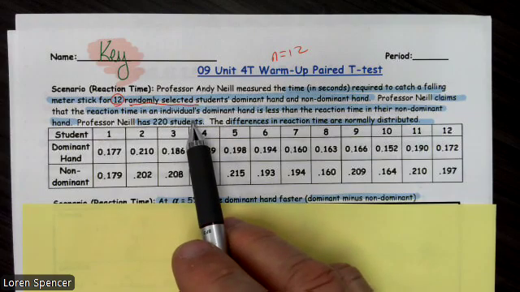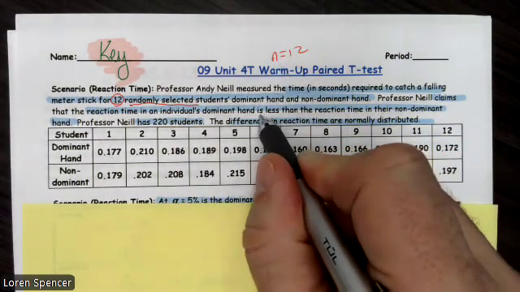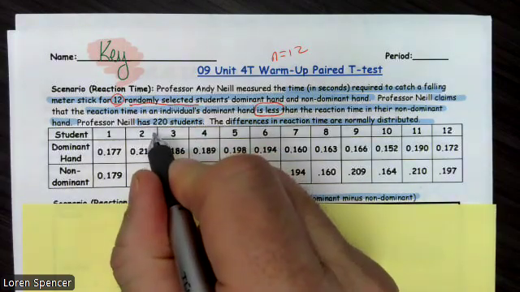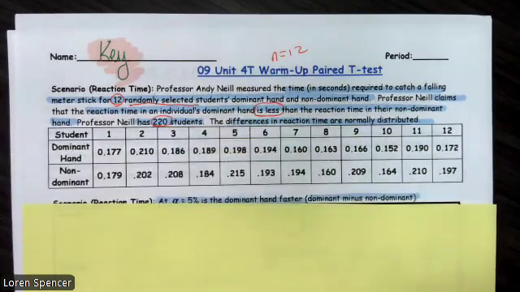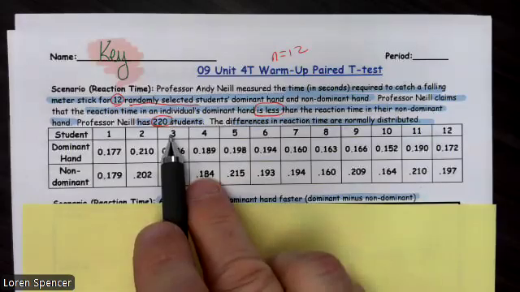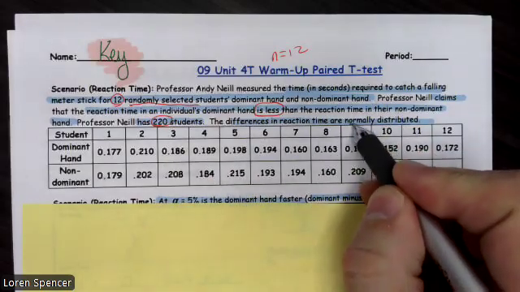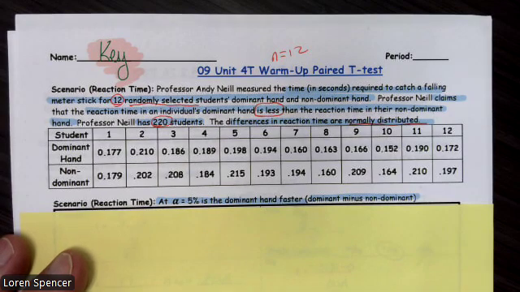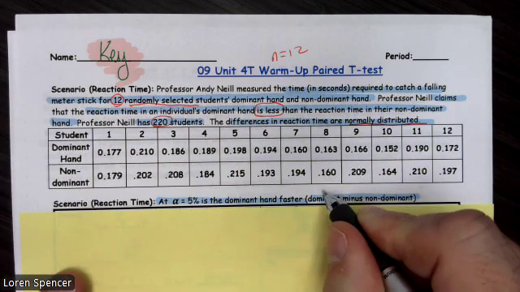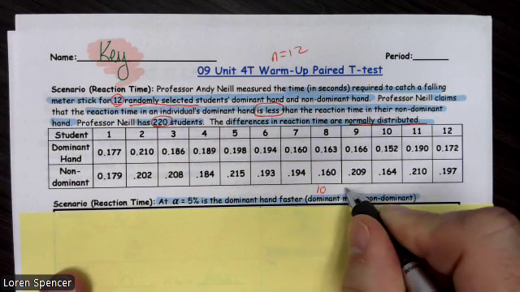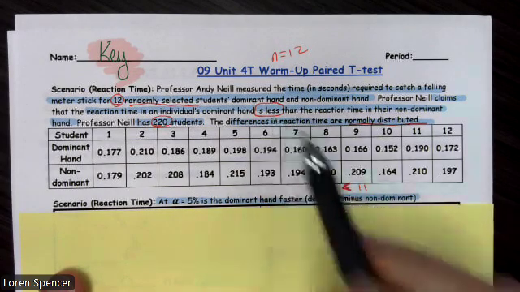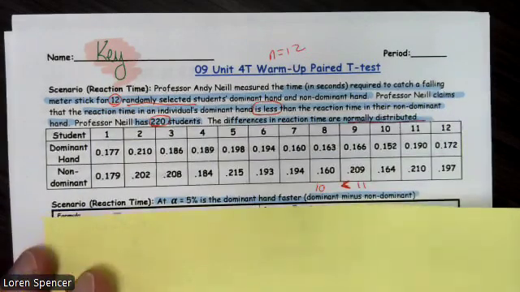McNeil claimed that the reaction time in an individual's dominant hand is less than the reaction time in their non-dominant hand. Professor McNeil has 220 students, so that looks like the population size. The differences in reaction times are normally distributed. We need to know that, so that's condition 3 right there. And alpha equals 5%. Is the dominant hand faster, dominant minus non-dominant? Now please remember, if it's faster, that means maybe it takes 10 seconds here and maybe 11 seconds here. So we're looking for a less than situation, which is what they indicated here.